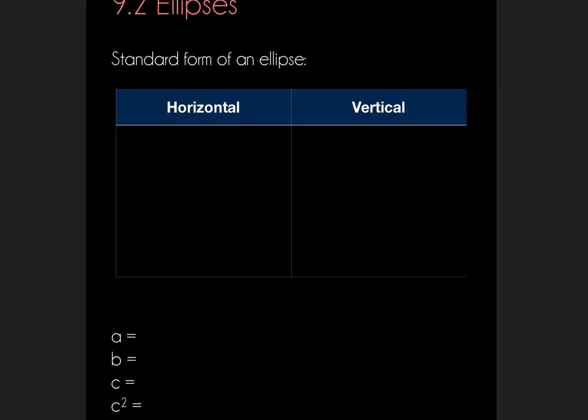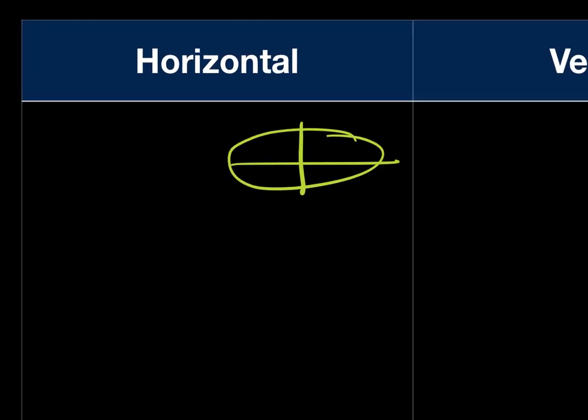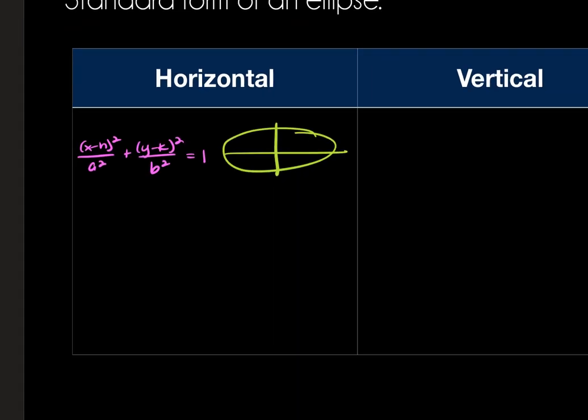Okay, then came the ellipses. So the ellipse that's horizontal means that it is wider than it is tall. That one, the x gets the a. So it is x minus h squared over a squared plus y minus k squared over b squared equals 1. Order does not matter. a is the biggest denominator.